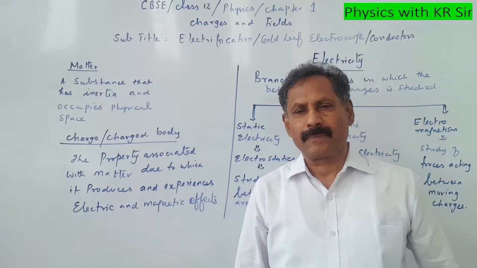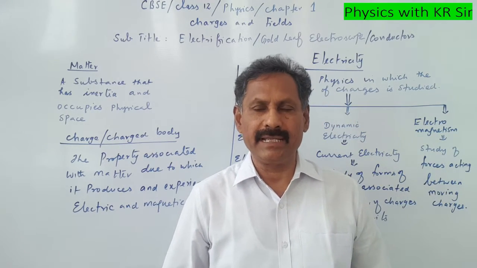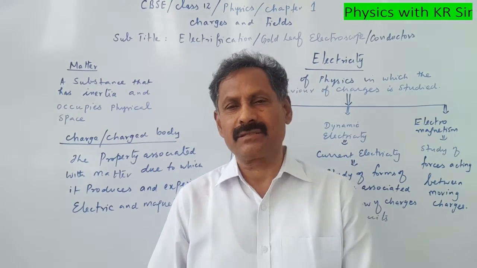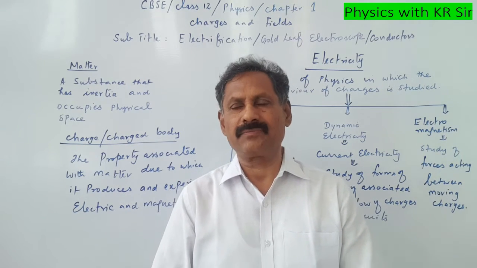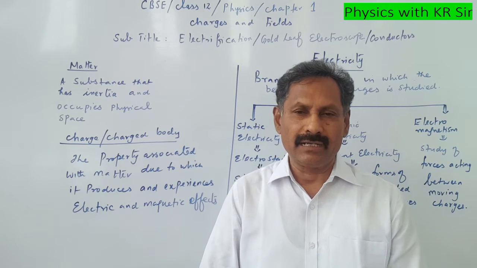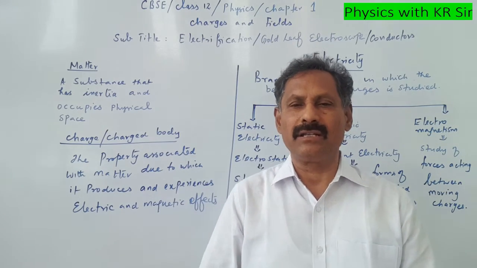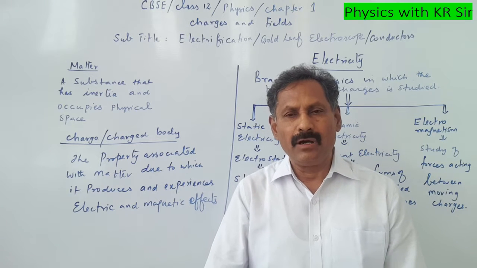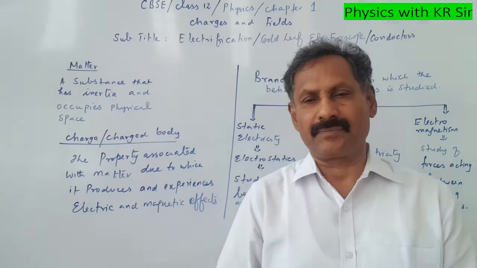Before that, we know that all the existing bodies are made up of matter. So what is called matter? Matter is a substance that has inertia and occupies physical space. We know what is called inertia. We studied inertia in the lower classes: the inability of a body to change its state of rest or uniform motion. And the body which has inertia and occupies some physical space is called matter.